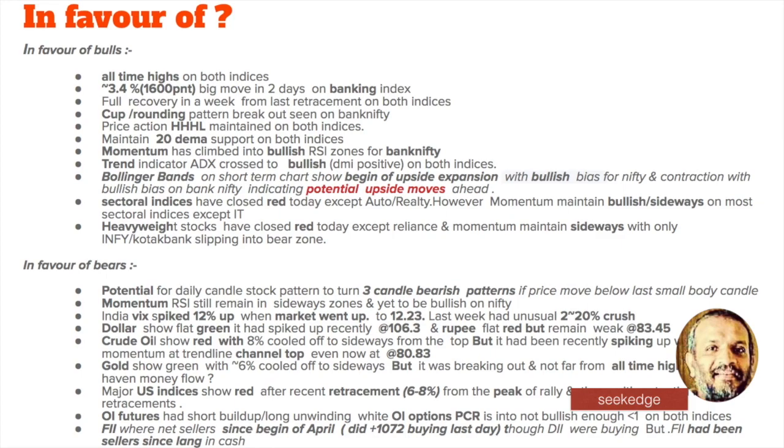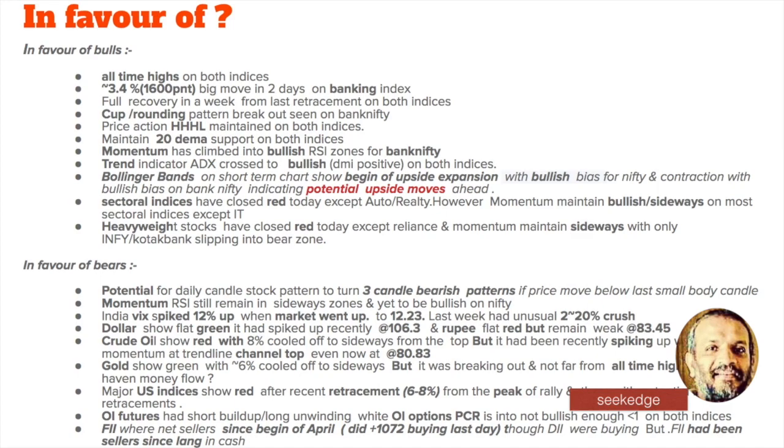The trend indicator ADX has already crossed over, but with weakish strength. The DMI is positive on ADX on both indices. So the trend is fine. Short-term momentum has to catch up a little bit. In the Bollinger Bands, it's just the beginning of an expansion, but with the last trading day's move, that expansion is not confirmed. It's just the beginning of the expansion, with a bullish bias because the median price is below that. So potential upside moves are what the bullish bias is showing.